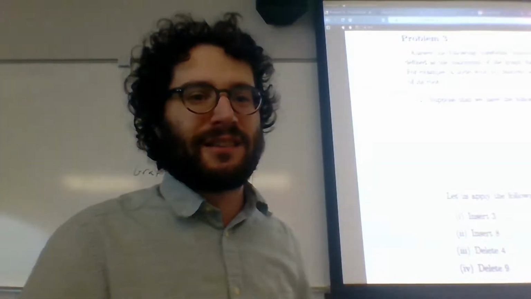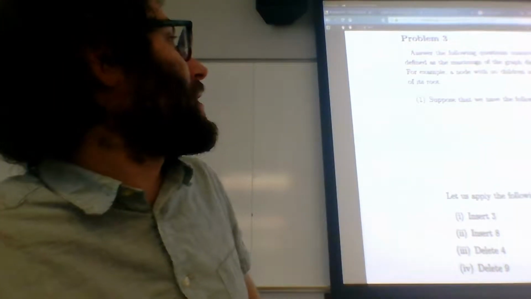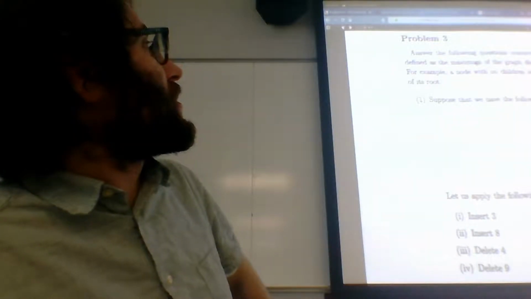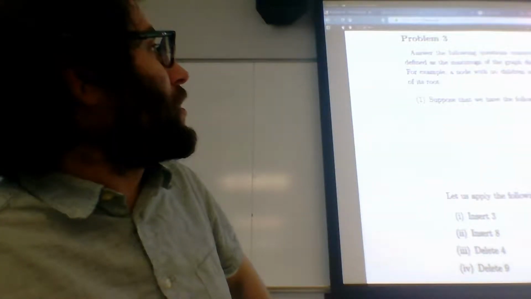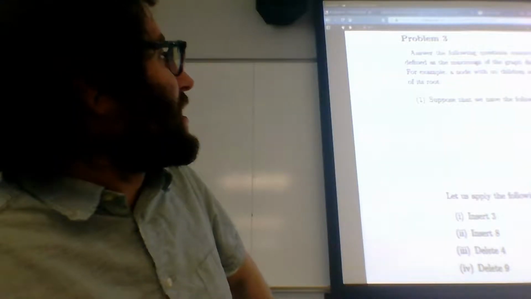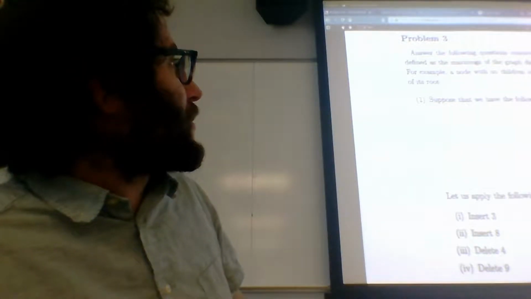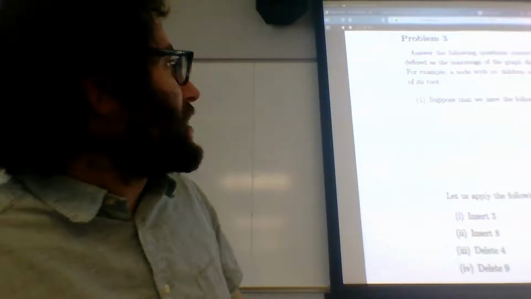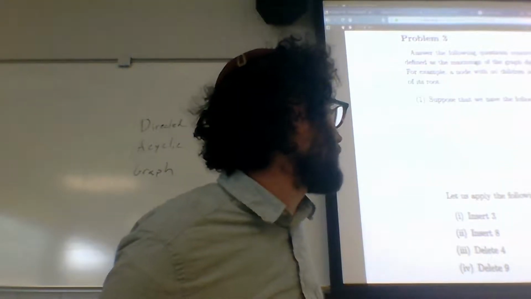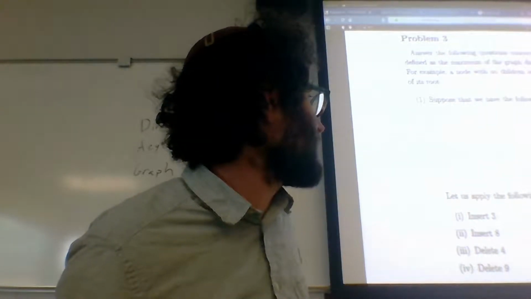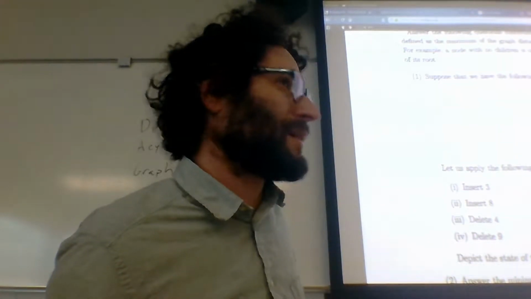Oh, this one's even easier. Answer the following questions concerning a binary search tree. Here, the height of a node is defined as the maximum distance from a node to one of its descendant leaves, so a node with no children has a height of 0. The height of a tree is defined as the height of the root. So suppose we have the following binary search tree. I think mine are prettier, by the way, but that's because I used LaTeX.